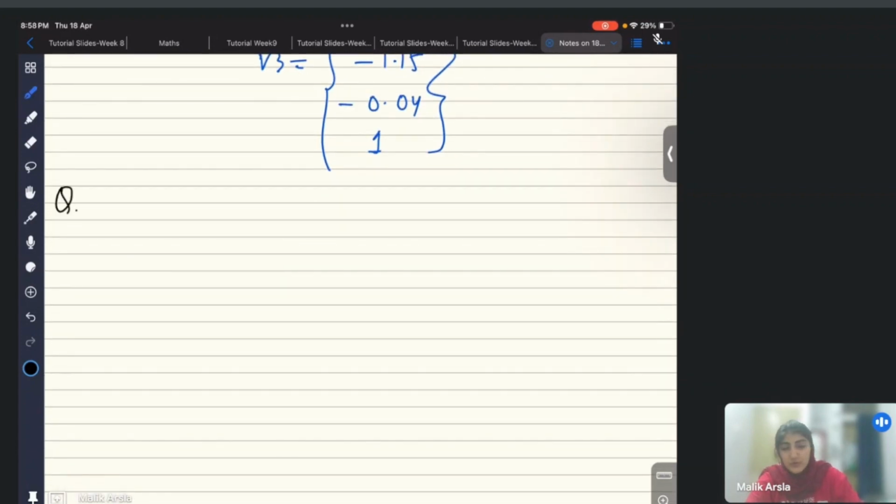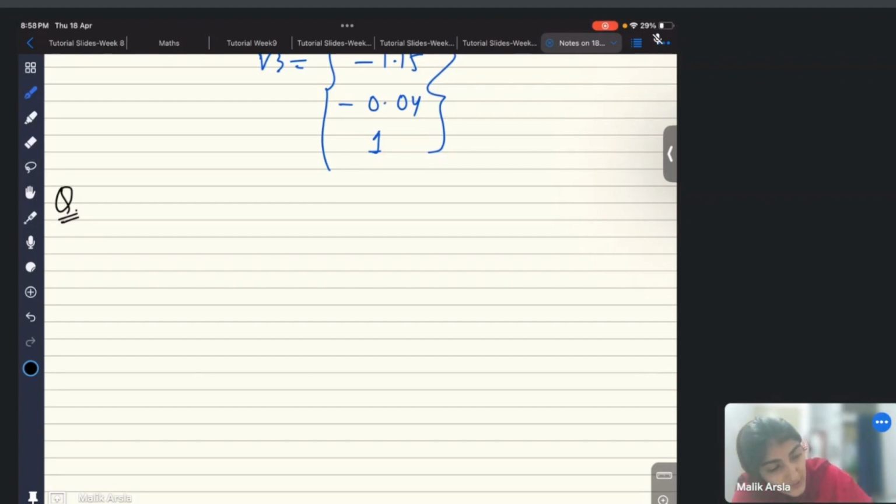Now moving to the next question. The next question is based on QR factorization, QR decomposition. This is also one of the important topics of linear algebra. We have been given a matrix A and we have to find its eigenvalues using QR decomposition.